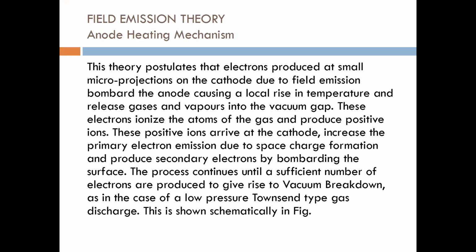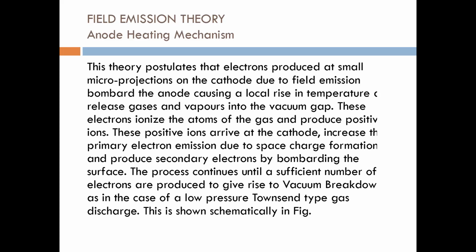You see the diagram. These electrons ionize the atoms of the gas and produce positive ions. These positive ions arrive at the cathode, increase the primary electron emission due to space charge formation, and produce secondary electrons by bombarding the surface. This process continues until a sufficient number of electrons are produced to give rise to vacuum breakdown.